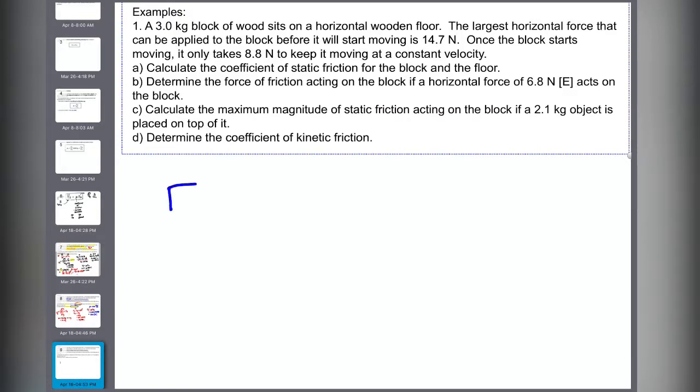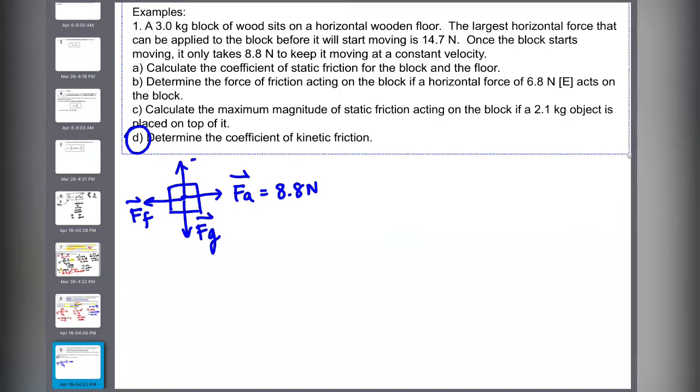So in this case, I draw my free body diagram again. I'm doing question D. I now have a force of applied that's going to the east direction and is equal to 8.8 because I'm dealing with the coefficient of kinetic friction when it's moving. I would have force of friction going to the west, force of gravity going downwards, and force of normal going upwards.